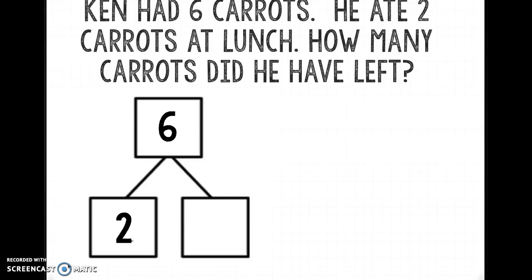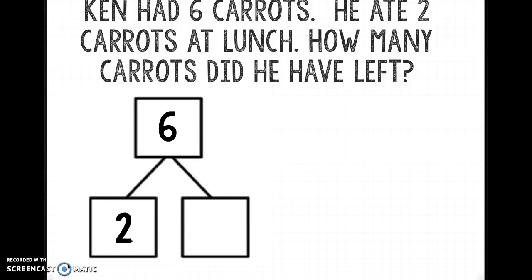All right, now that we practiced it with just the number bonds, let's do it with a word problem. This is a story about my friend Ken. Ken had 6 carrots. He ate 2 carrots at lunch. How many carrots did he have left? I'm going to go ahead and read it one more time. Ken had 6 carrots. He ate 2 carrots at lunch. How many carrots did he have left?